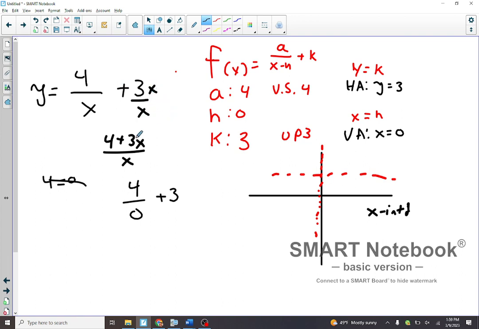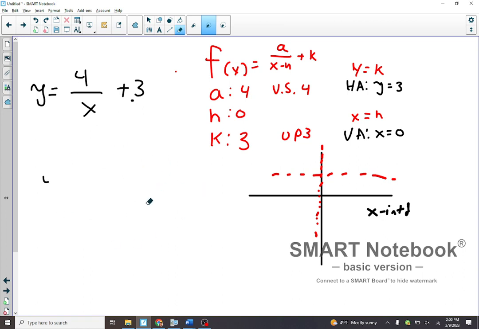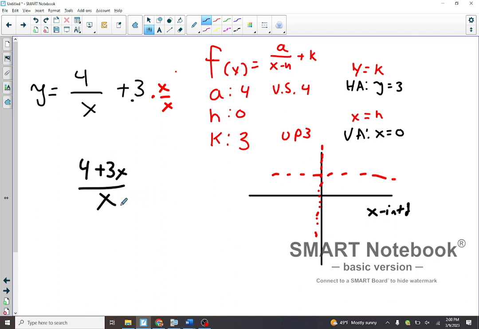So I need to be in one big fraction. Previously, it was not one big fraction. So what's the original problem? This. Then you're going to multiply by x over x here. The reason is I want the denominator to be the same. Does that make sense? So then it's going to be 4 plus 3x over x. If you want to do this version, you would need to rewrite it like this.